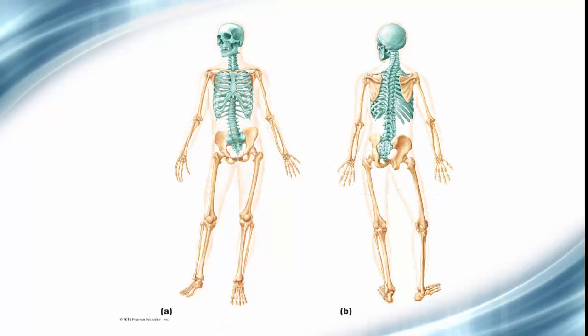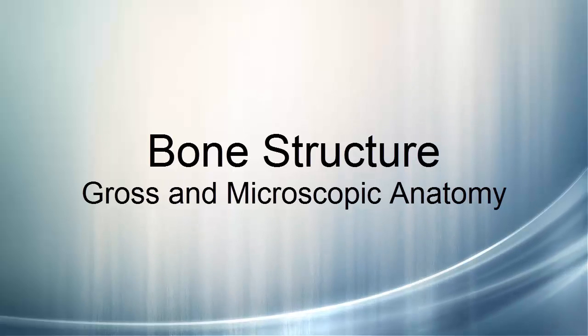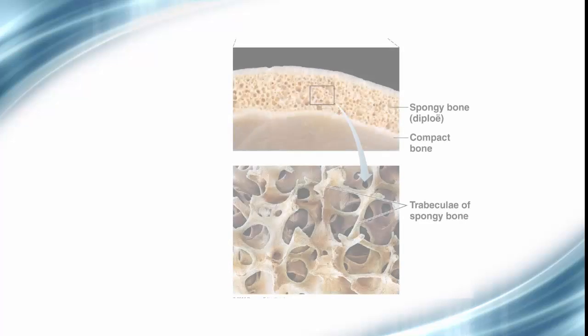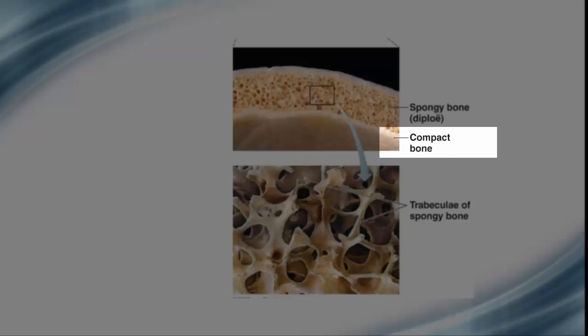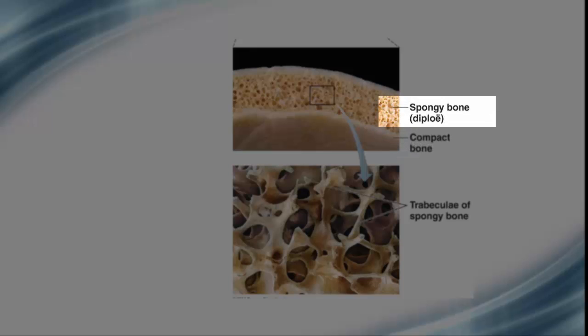Looking at a picture that I borrowed from Chapter 7, we can see the distinction between the axial skeleton shown in green and the rest of the bones making the appendicular skeleton. We will now take a look at the bone structure, beginning with gross anatomy and ending this video with microscopic anatomy. There are two types of bone that make up the whole bone: the outer, more dense, compact bone, and the inner, lighter, honeycomb-like spongy bone.